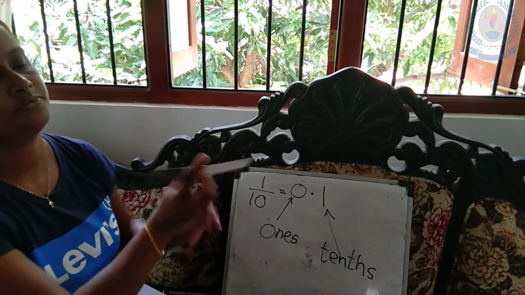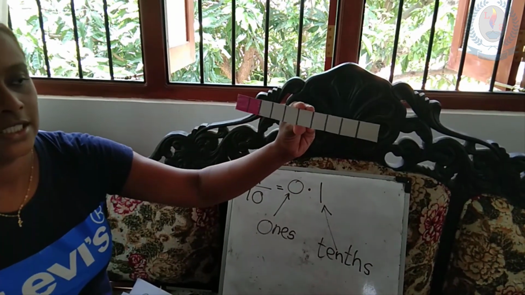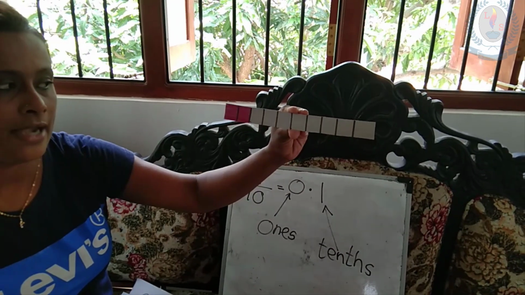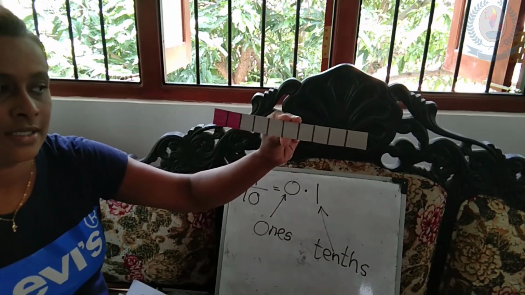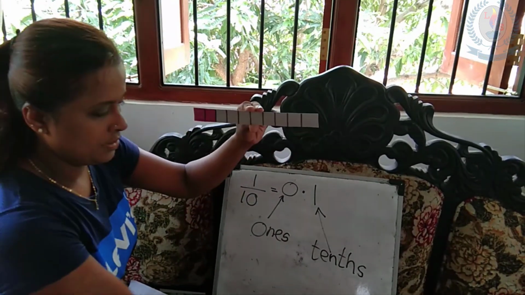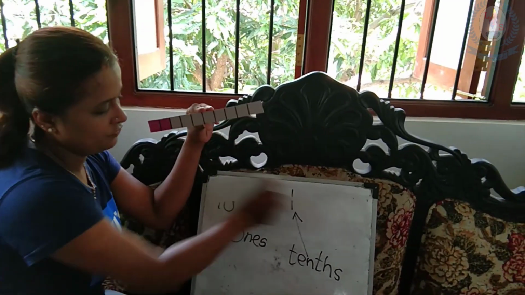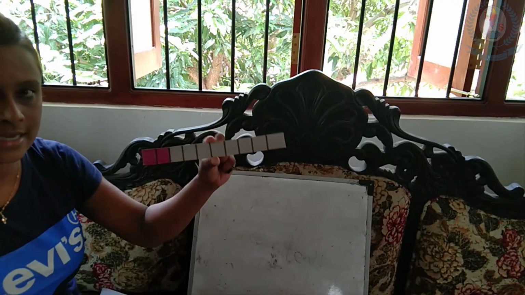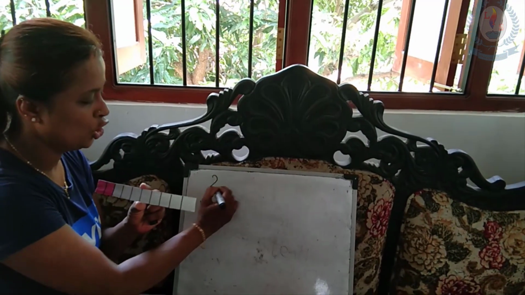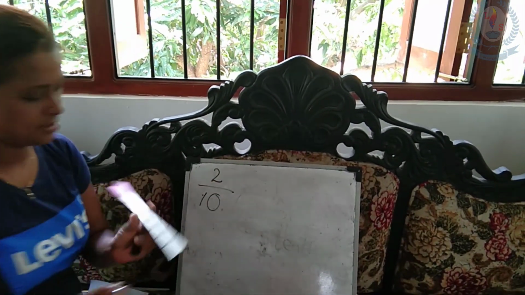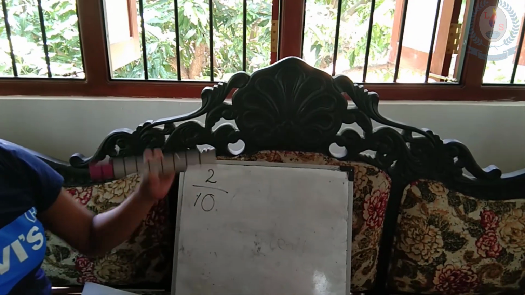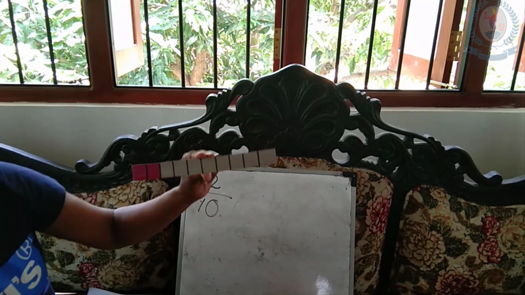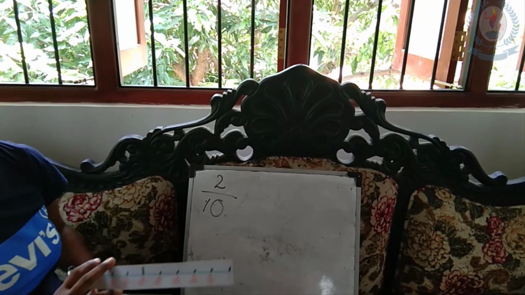Look at this. One whole is divided into 10 equal parts and 2 parts are colored. So we can write this as a fraction. First we will write this as a fraction. How do we write this as a fraction? We can write it as 2 tenths. 2 tenths. This one. And I will show it on a number line.